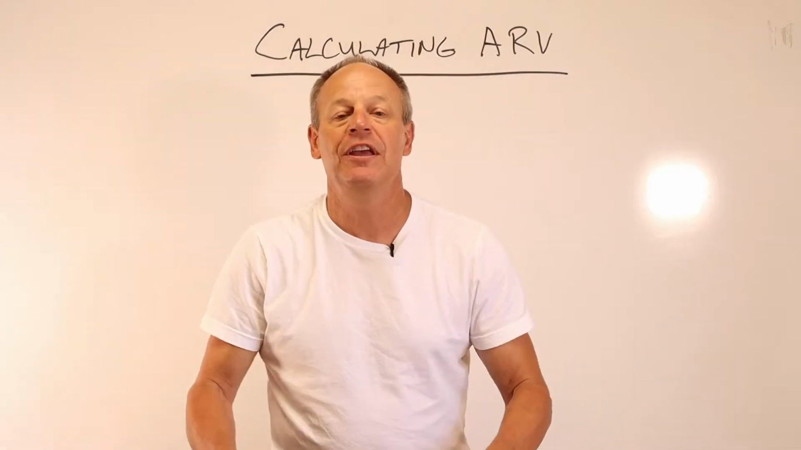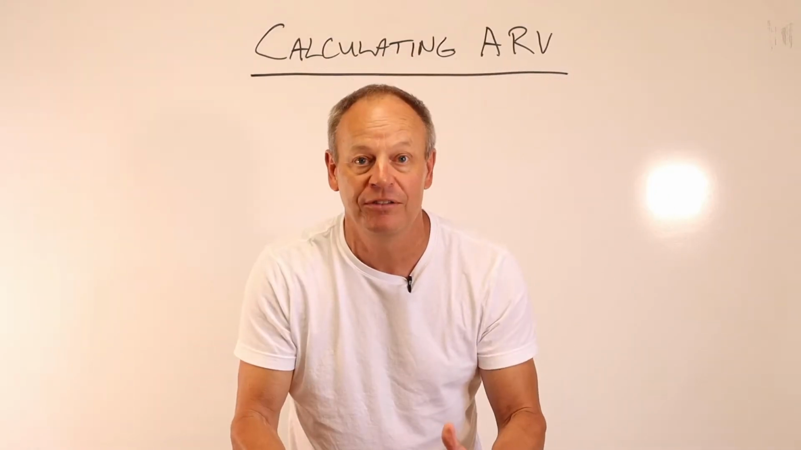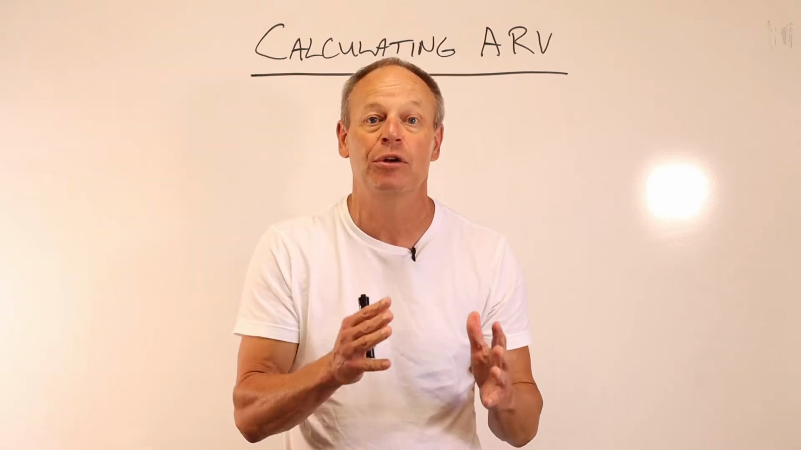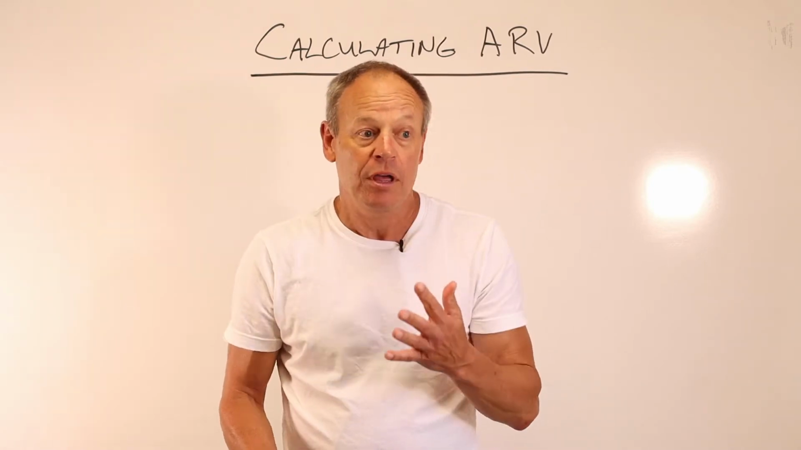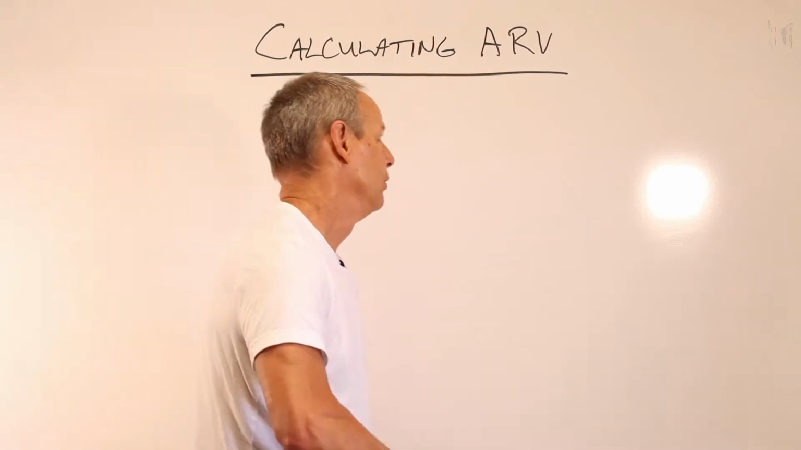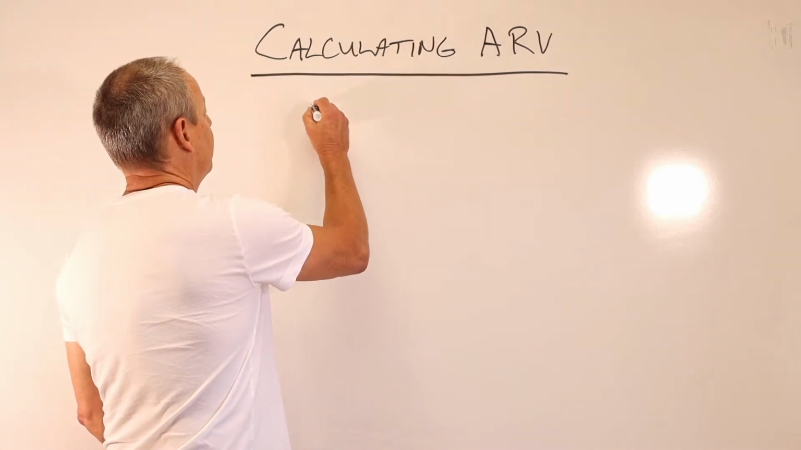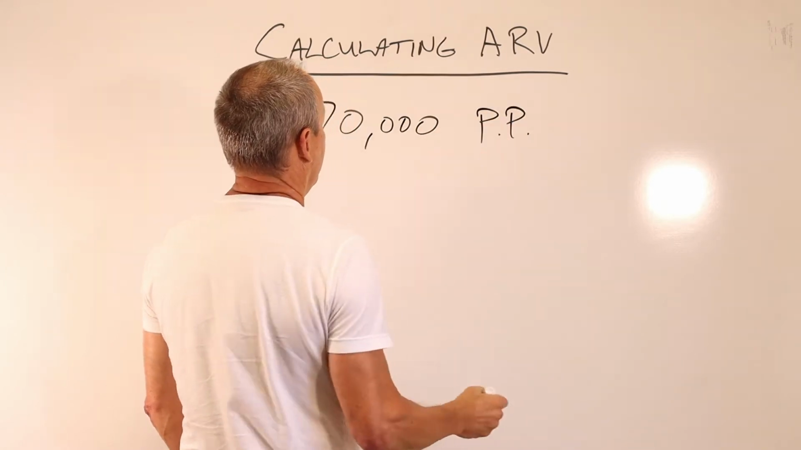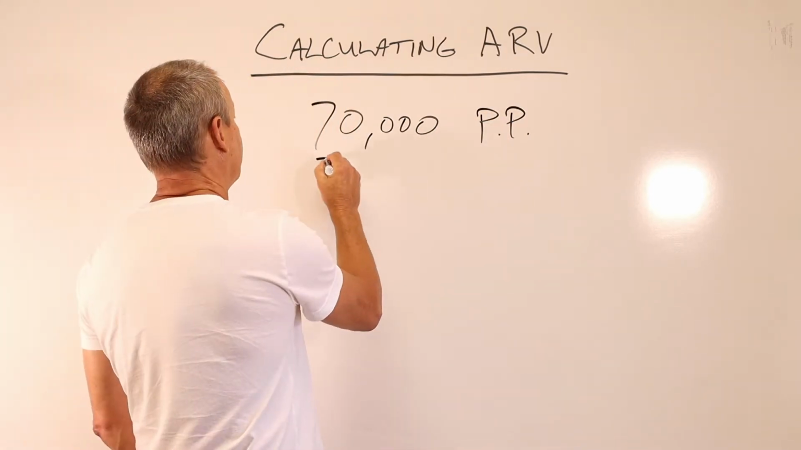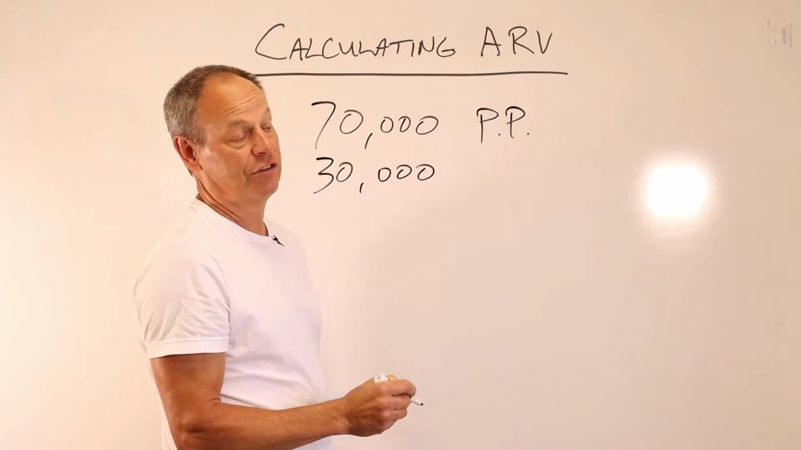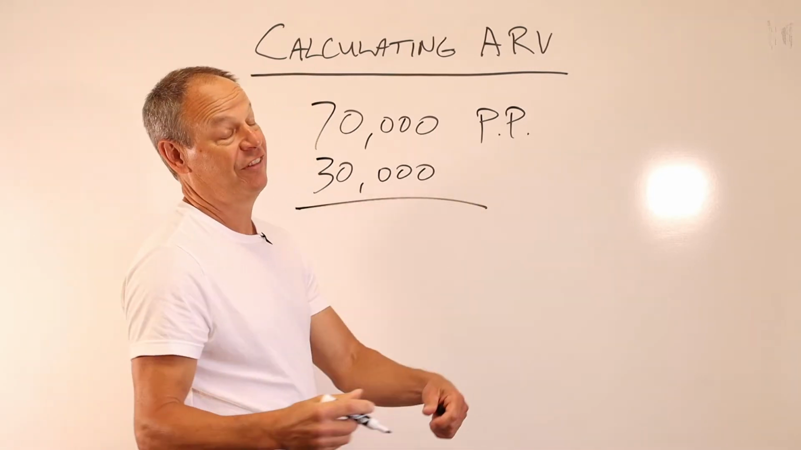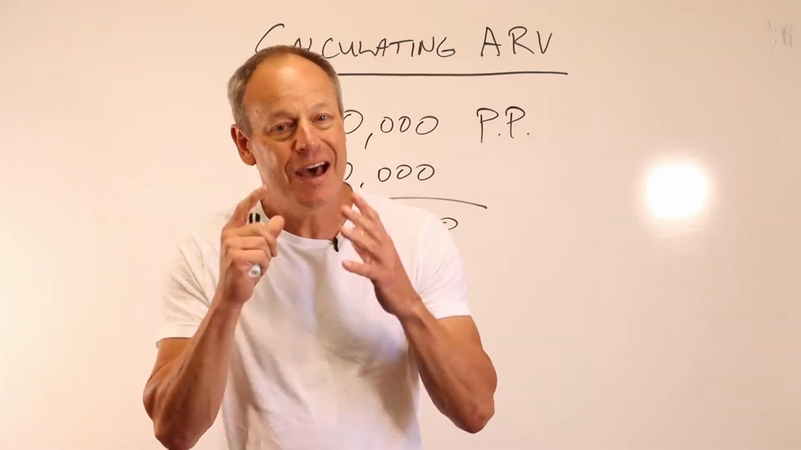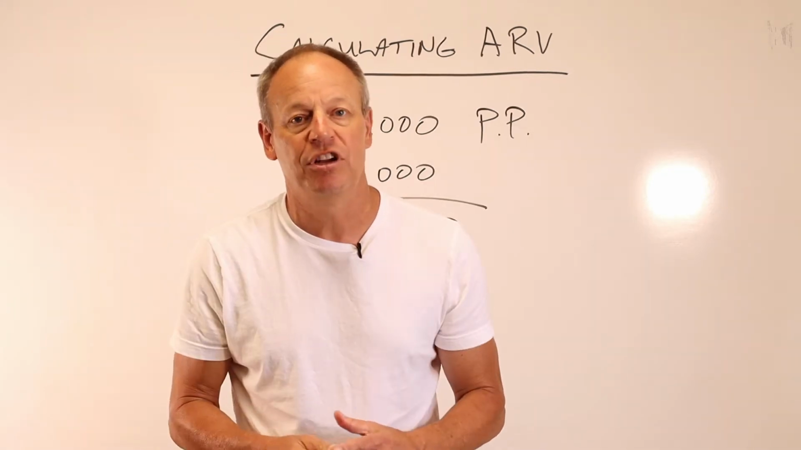All right guys, ARV is simply the purchase price plus the value of the renovations that you're going to do to the house. So if you're going to buy the house for, let's say, $70,000, that's your purchase price, and you're going to add $30,000 of upgrades to it, that should conceivably give you an ARV of $100,000. Not as simple as that, but that's pretty much how it works.